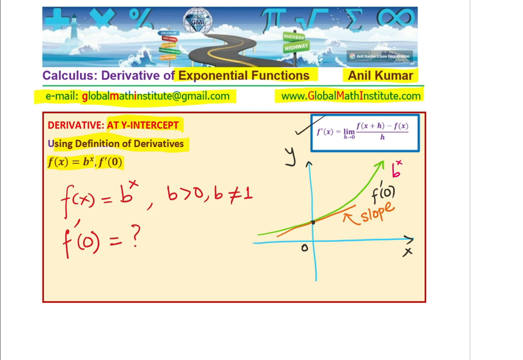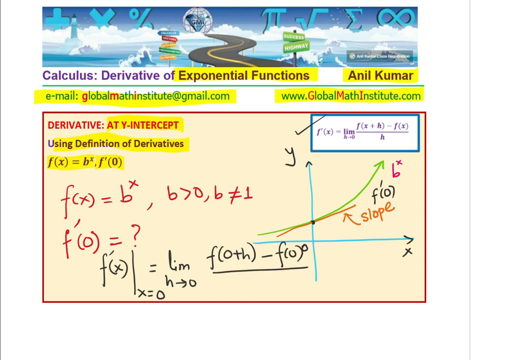We'll go with the definition, which is f prime x is the limit as h approaches 0 of f of x plus h minus f of x over h. So let me write down. You could find this as f prime x, and in our case, we are taking x as equal to 0. So in that case, it is going to be the limit as h approaches 0 of f of 0 plus h minus f of 0 over h, right?